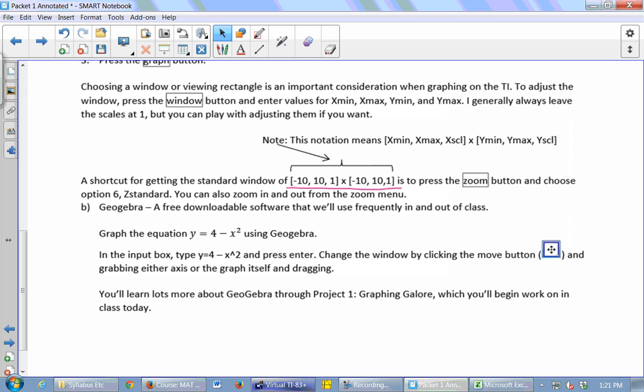I'm going to now show you the very basics of how to create a graph using free software called GeoGebra. We'll be using this frequently in class for me to demonstrate things, and outside of class you'll be using it to do projects. And if you don't have a graphing calculator, you might use it while you're doing your homework, something like that.